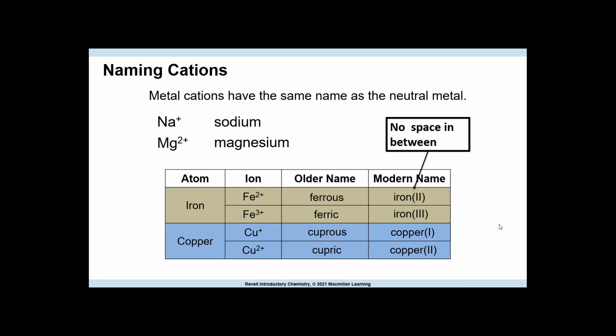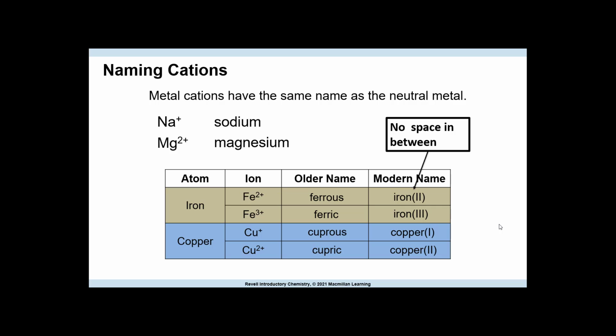Some transition metals can have more than one charge. For instance, iron either loses 2 electrons or loses 3, so it has a 2 plus charge or a 3 plus charge. There was an older way of naming these. Iron with a 2 plus we would call ferrous, a ferrous ion, and the iron with a 3 plus we would call ferric. The ending of OUS or IC would tell you which one you're dealing with.